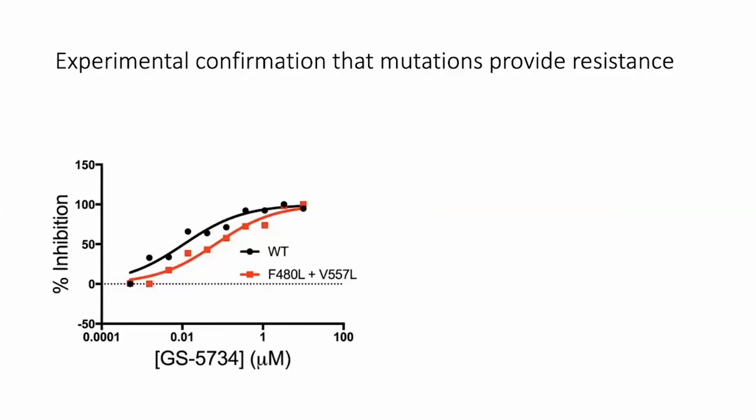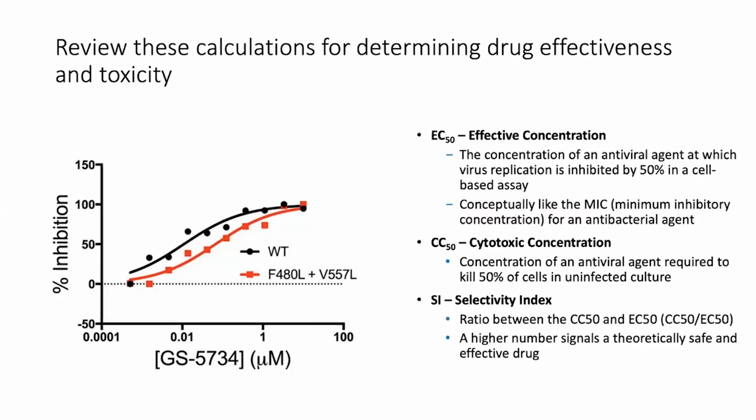So this is just the experimental data that supports the observation that these mutations are for resistance. Remember how to read this plot, and that we were calculating the EC50 from these kinds of plots. And we can see that the EC50 is higher, so a higher concentration is used to inhibit the growth of the virus. So remember what EC50, CC50, and SI are. This is the 50% growth inhibition of the virus. This is 50% toxicity on the cells in the cell culture. You want this to be high. You want this to be really low.